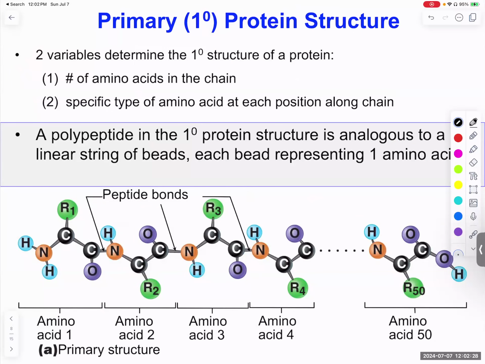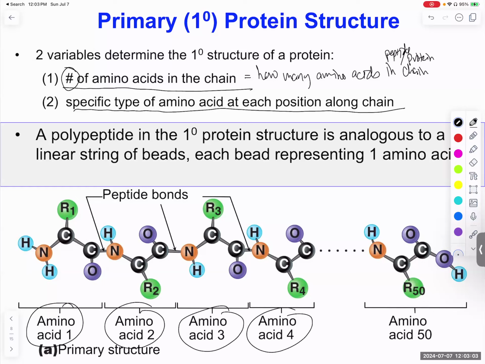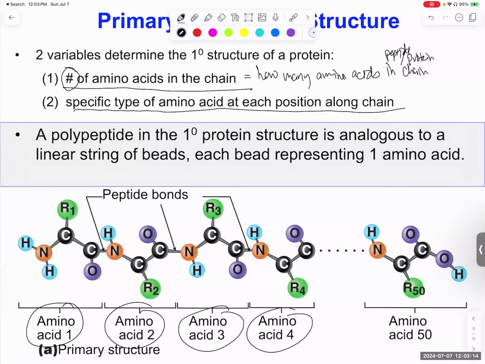The primary structure, again, there are two things that determine a primary structure. The first is going to be how many amino acids are in the chain, right? So number of. Another way to say it is how many amino acids in protein chain or peptide chain, depending. And then number two, the specific types of amino acids at each position along the chain, right? So you're going to have different amino acids. Sometimes they're the same ones right next to each other, and sometimes they're different. And there's thousands of different combinations. But that's going to make up the primary structure. And so a polypeptide in the primary protein structure is analogous to a linear string of beads, each bead representing one amino acid. So that's the primary protein structure.